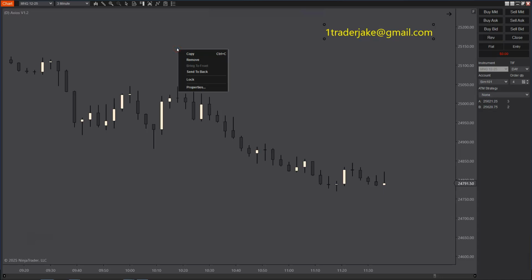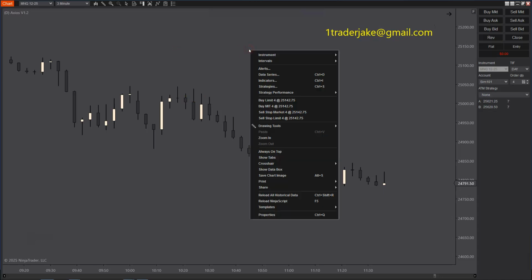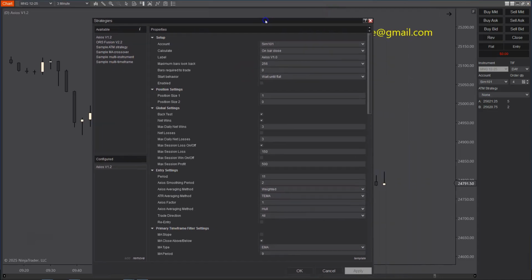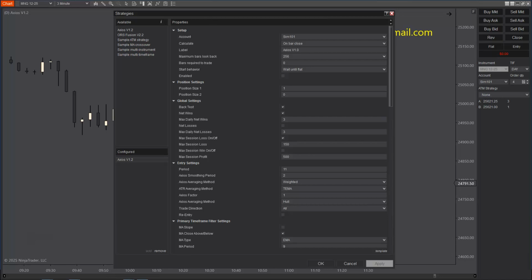So let's right click on the chart, and we're going to go to strategies. Right now I have a template loaded that is for the lowest possible amount of contracts you could trade with Axios. We're on the micro NASDAQ, 3-minute chart with just one singular micro. So let's see what we get.